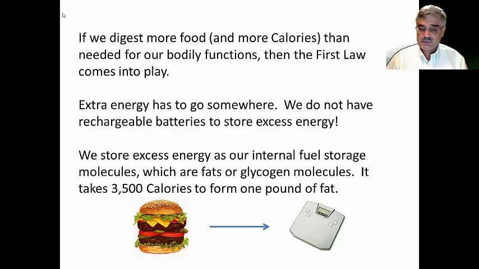Now, it takes about 3,500 calories, excess calories, beyond what we need for our bodily functions, to form 1 pound of fat. A double patty cheeseburger of this sort looks like it might be about 700 calories. So one would have to consume about 5 or 6 of these to form 1 pound of our internal storage molecule, fat. And likewise, if we digest less food, less fuel than we need for our bodily functions, we have to then turn to our internal reservoirs, our storage fuel molecules, breaking those down as a source of the energy we need for our bodily functions.